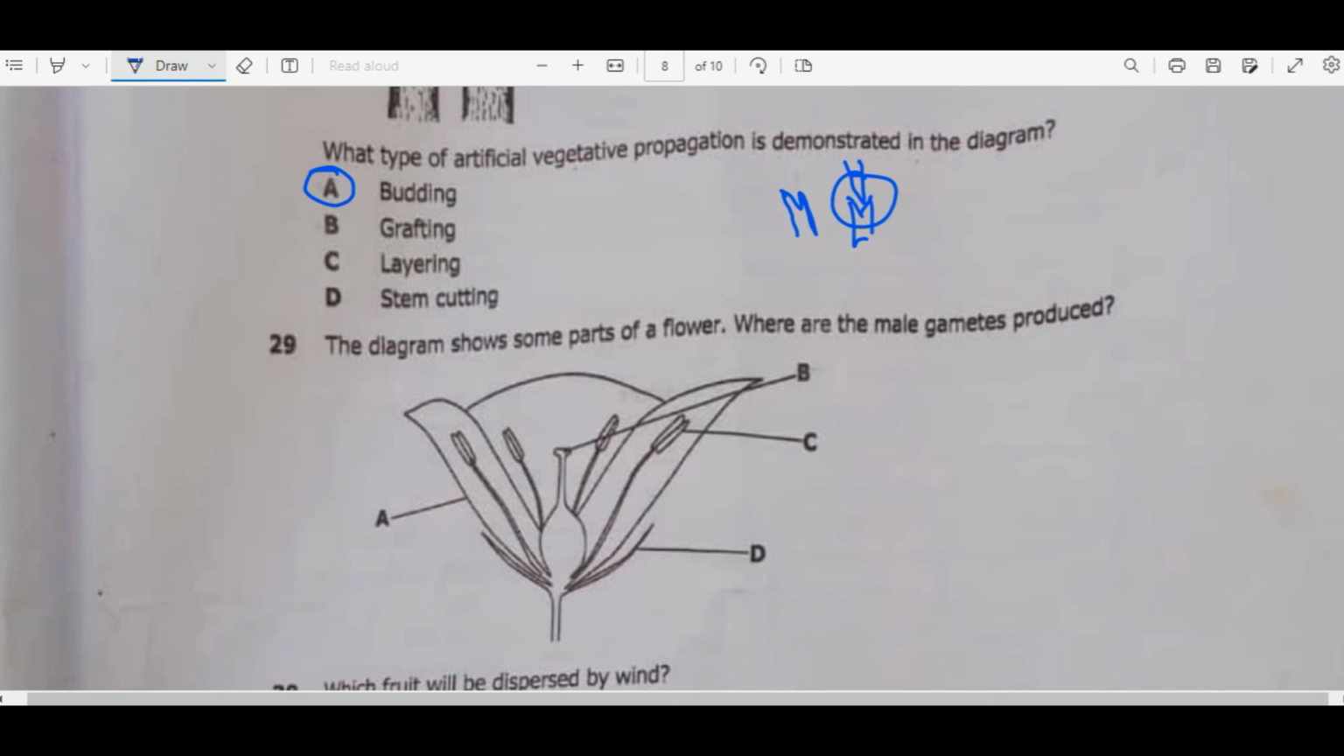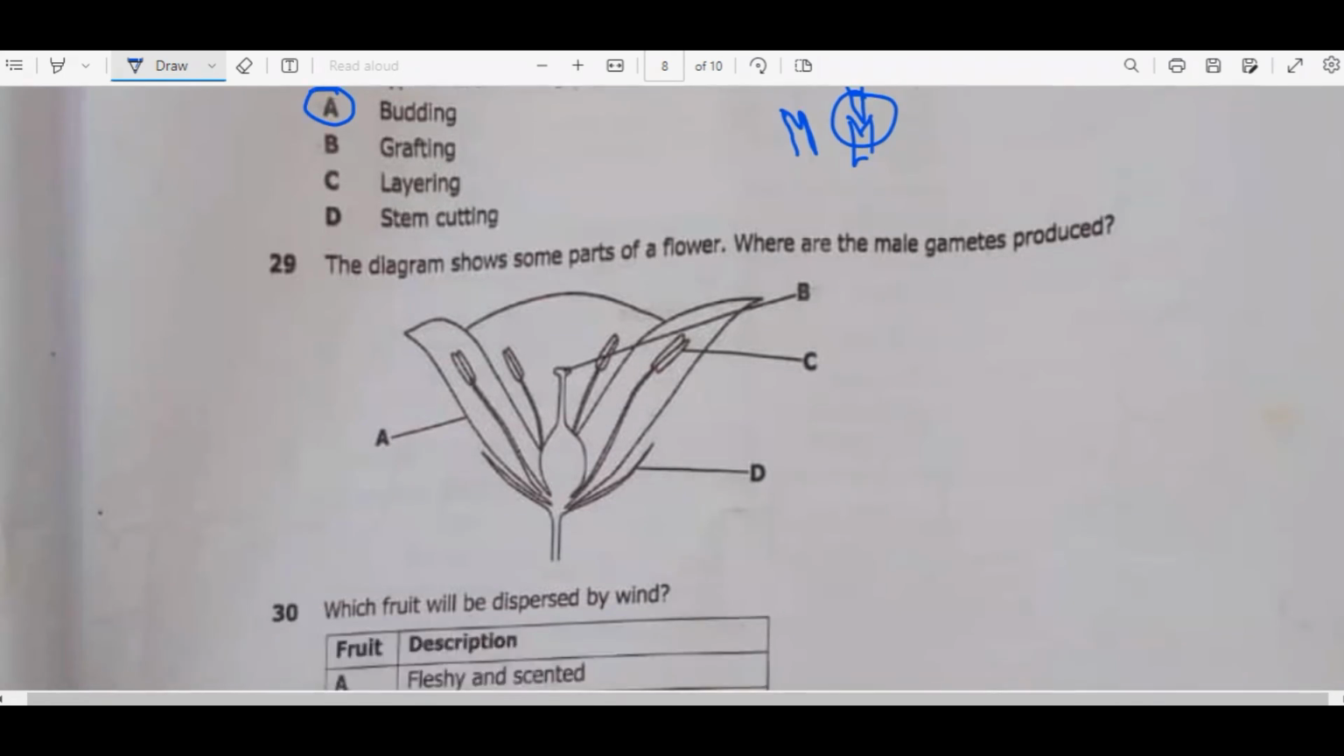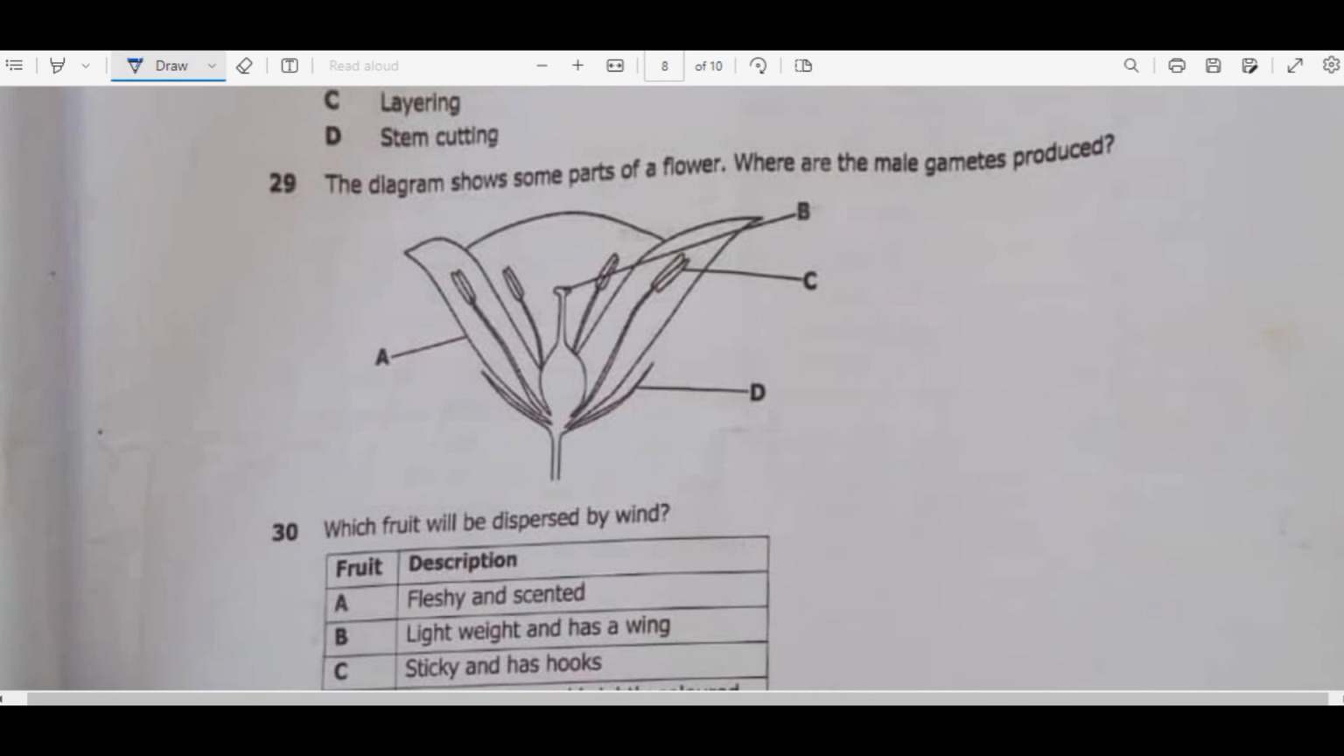So the diagram shows some parts of a flower where the male gametes are produced. So we want to look at the male gametes. So we are looking at the female and the male. So meaning that this is the female part of a flower. Meaning that if this is the female part of a flower, then we can disqualify B, we disqualify D, and then we can disqualify the other one. So the only answer which we have remained with is C. So here it is where we find the anther. That is where we find the anther, and then from there you find that pollen grains are produced. So the answer here is C.